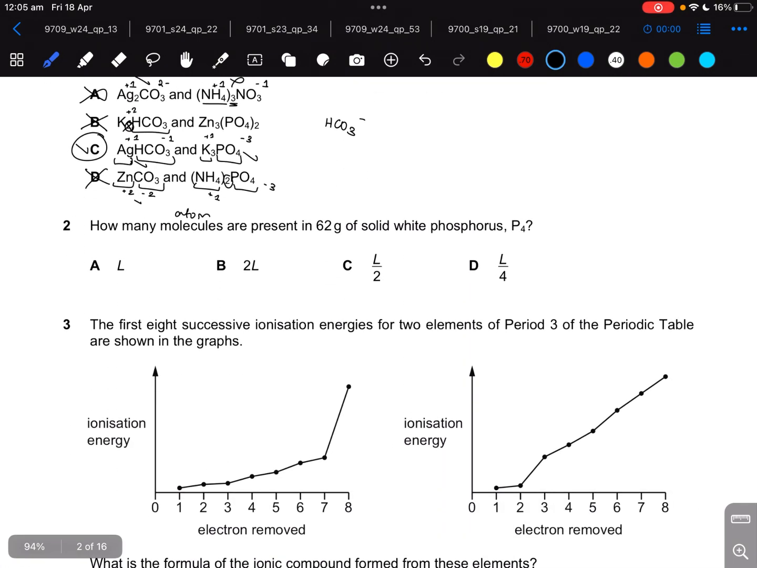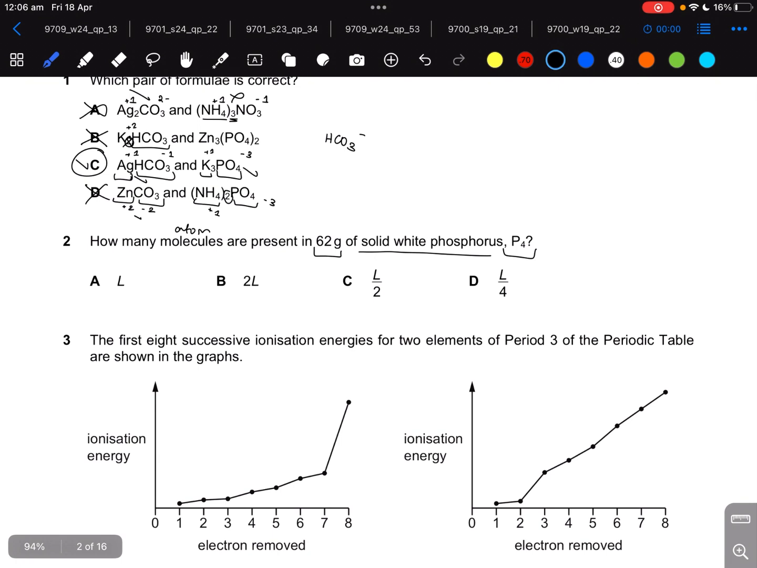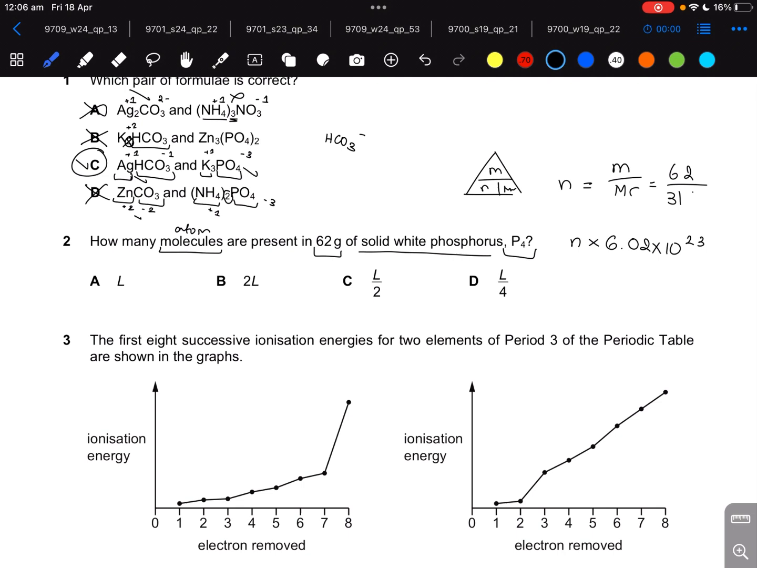Second question, how many molecules are present in 62 grams of solid white phosphorus P4? Okay, to find the number of molecules you have to multiply the number of moles by the Avogadro's constant, which is 6.02 multiplied by 10 to the power of 23. The number of moles, according to the triangle here, n is m over Mr, which is 62 over 31 multiplied by 4 because you're dealing with a P4. So you get the moles of 0.5, multiplied by 6.02 multiplied by 10 to the power of 23.